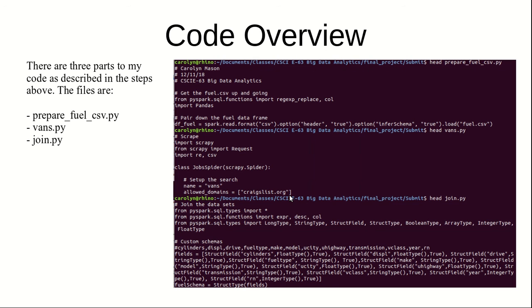So here's just an overview of the code. So I had prepare fuel.csv, vans.py, that was the scraper that I demonstrated, and then I have my join code that will bring it together as you're seeing on the last few slides.